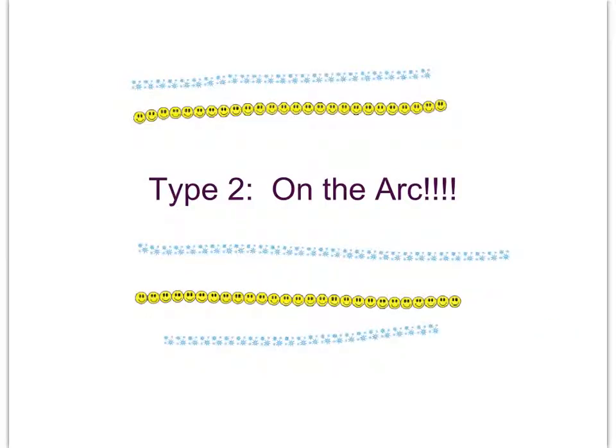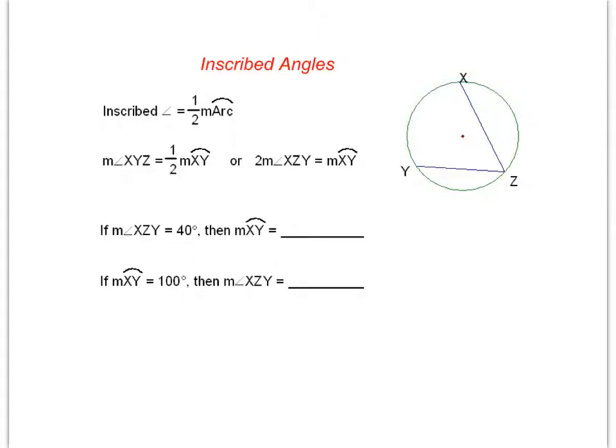Okay, type 2. The vertex of my angle is on the arc, or on the edge of the circle. There are two types of these. The first type is easier to see. We call this an inscribed angle.